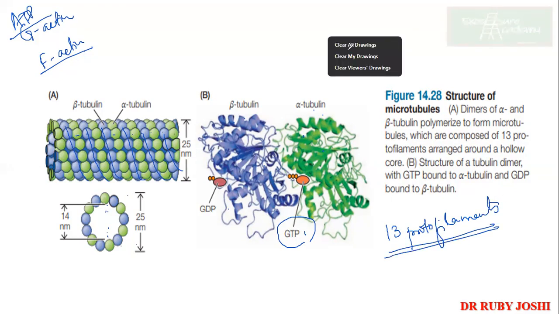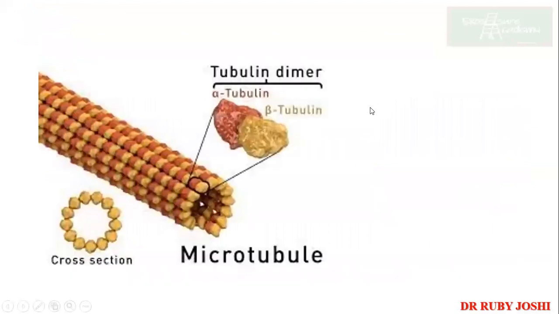Please remember. I think I have another figure also. Yeah. Can you see it? So here we have alpha beta tubulin and these are the arrays. This particular line, this one line, is known as one protofilament. Together like this, we have 13 and then your microtubule is formed. Okay.